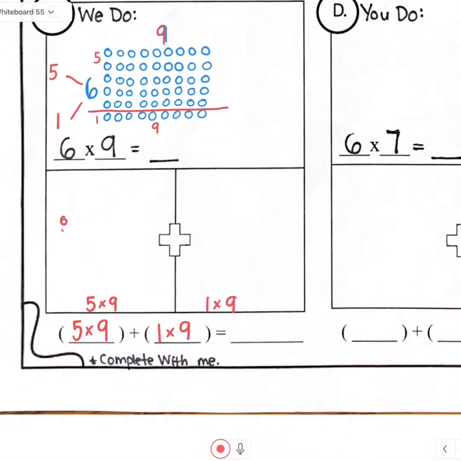So I'm going to go ahead and draw 5 going down. 5, 2, 3, 4, 5, 6, 7, 8, 9.